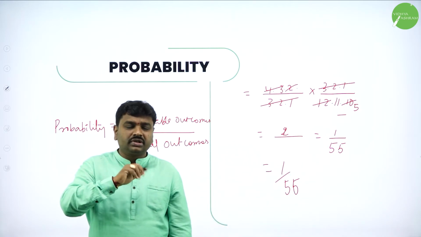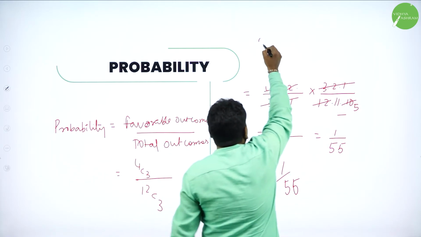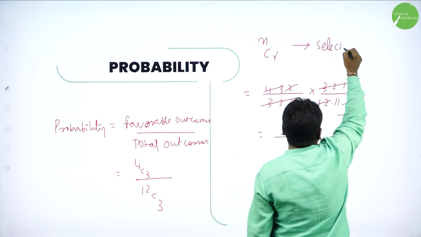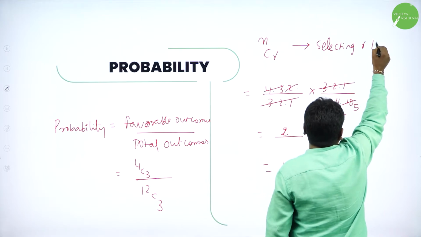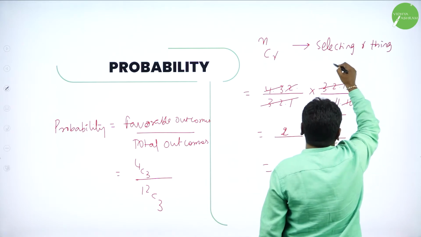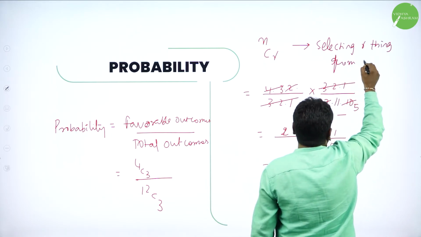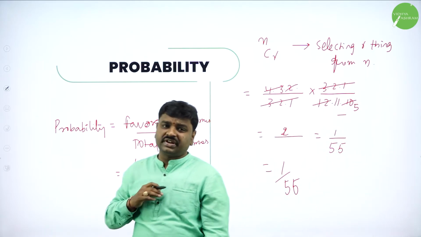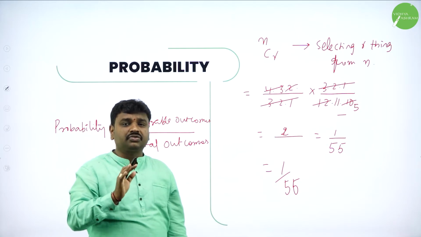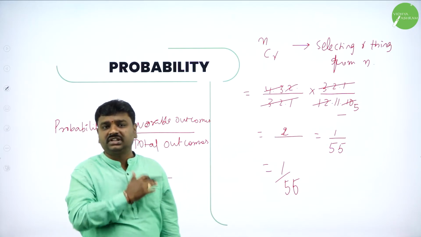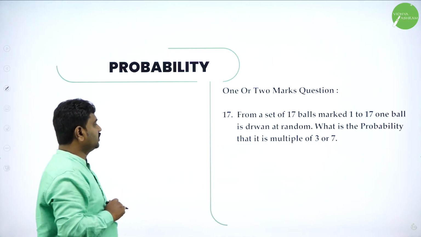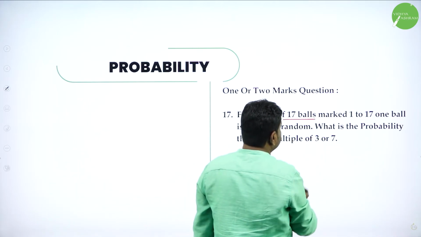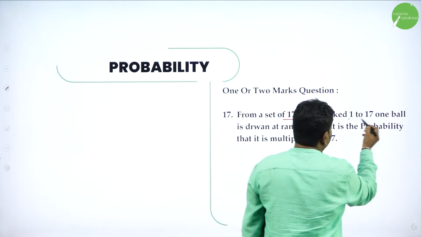So here we are using the concept of combination. All of you know nCr. nCr means selecting r things from n things. So if you want to select 3 red balls out of 4 red balls, 4C3 ways. If you want to select any 3 balls from total 12 balls, 12C3 ways. That is a basic. Then, from a set of 17 balls, marked from 1 to 17.